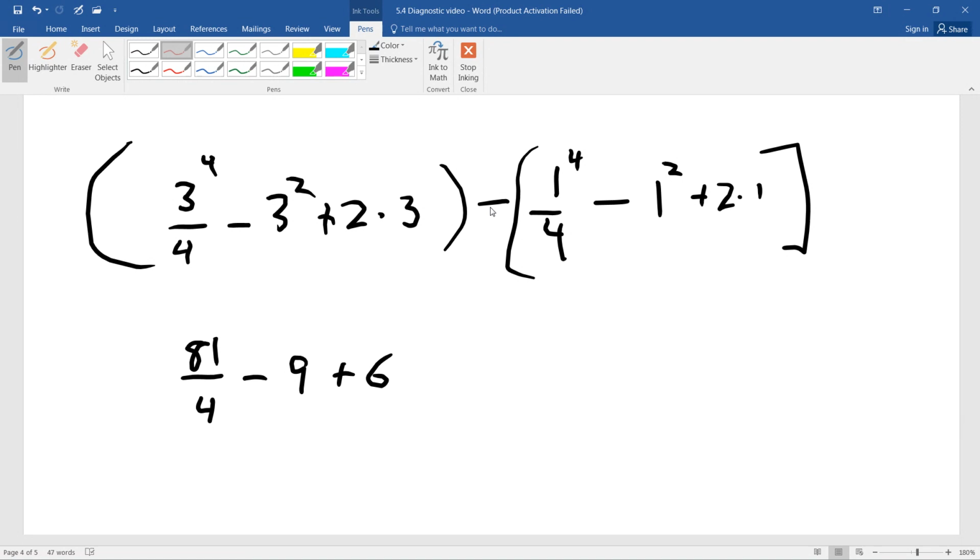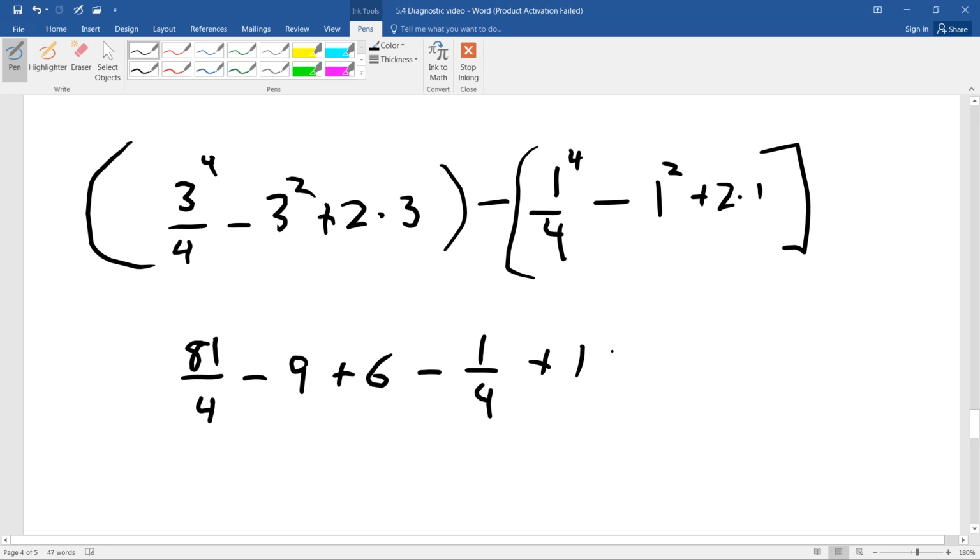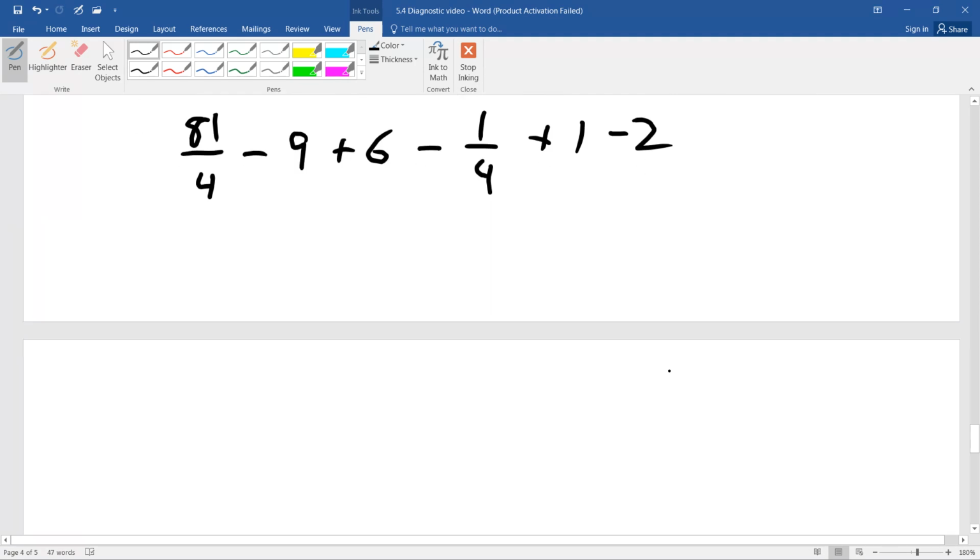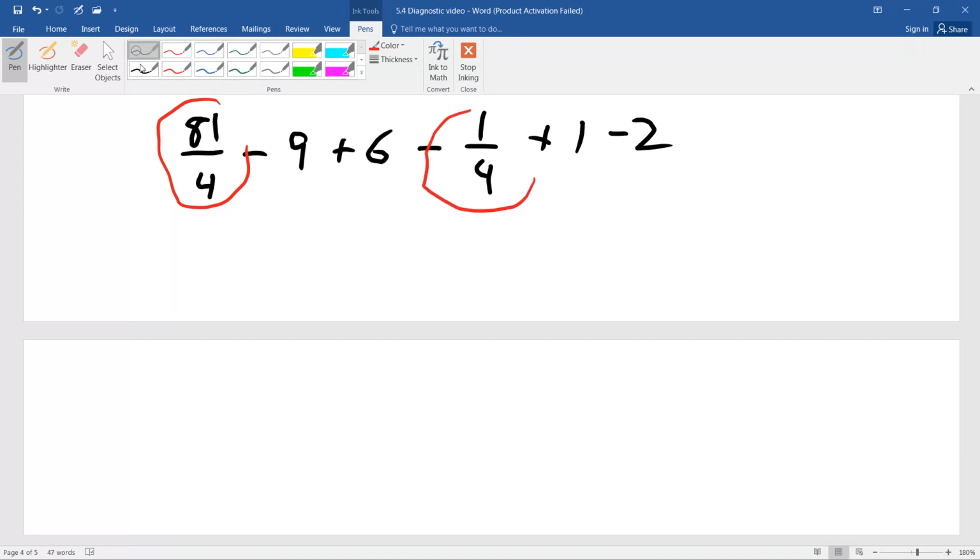I'm going to distribute this minus through. So I have to be careful about plus and minus signs. But this is minus 1/4 minus a negative. That's plus 1 minus 2. Of course, you could do this in different orders. But I'm going to combine these two. 81 over 4 minus 1/4. That's 80 over 4, which is 20.